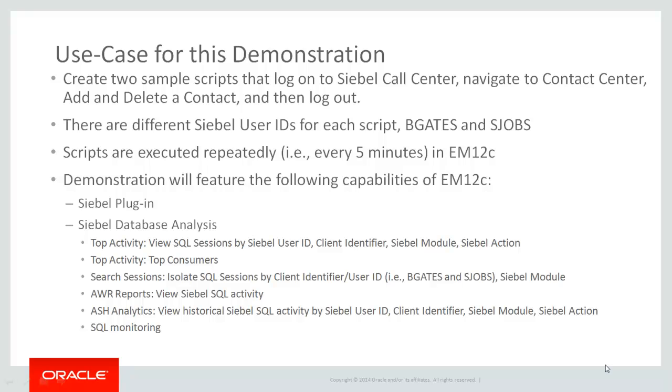The demonstration itself is going to feature the following capabilities of EM12c. We'll take a brief tour of the Siebel plugin, and then the majority of the demonstration focuses on Siebel database analysis. We'll focus on top activity, where we can view SQL sessions by the user ID, client identifier, Siebel module, and Siebel action. We'll be able to search sessions and isolate SQL sessions by client identifier and user ID, in particular the bgates and the sjobs user IDs. And we'll also look at AWR reports as well as ASH analytics.